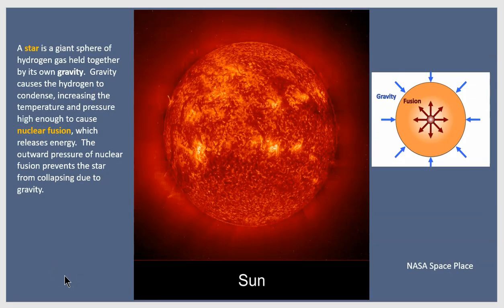So a star is a giant sphere of hydrogen gas held together by its own gravity. Gravity causes the hydrogen to condense, increasing the temperature and pressure high enough to cause nuclear fusion, which releases energy. The outward pressure of nuclear fusion prevents the star from collapsing due to gravity. In this diagram over here, then, we see the battle between these two forces of nature. Gravity tends to collapse, to condense the cloud of hydrogen gas. But as temperatures and pressures increase, a nuclear reaction occurs in the core of the star, nuclear fusion, and that generates energy, and that tends to expand the star. When these two forces are in balance, we have a stable star.